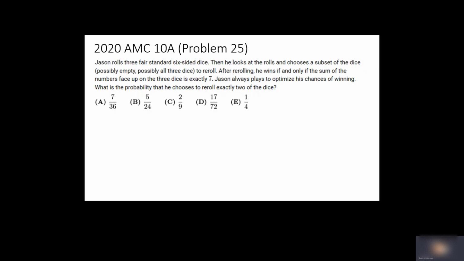Going to talk about the solution to problem number 25 in 2020 AMC10A. This problem is about probability using dice and a combination of numbers. First, understand the problem. Jason has 3 dice to roll. He wants to get 7 as the sum of the 3 values from the surface of the dice.